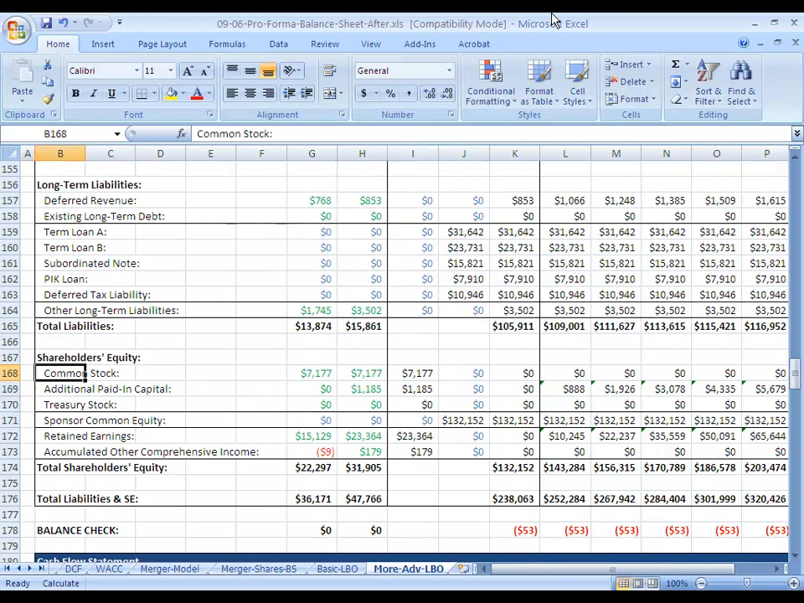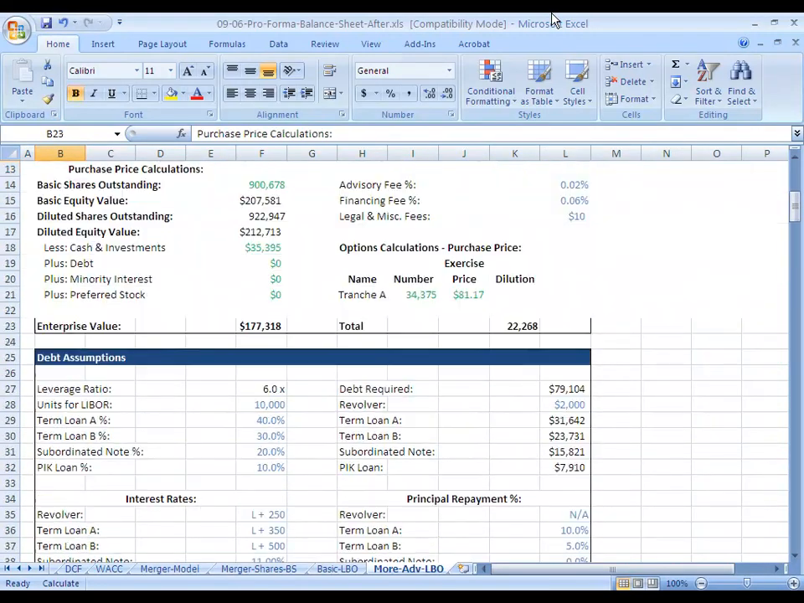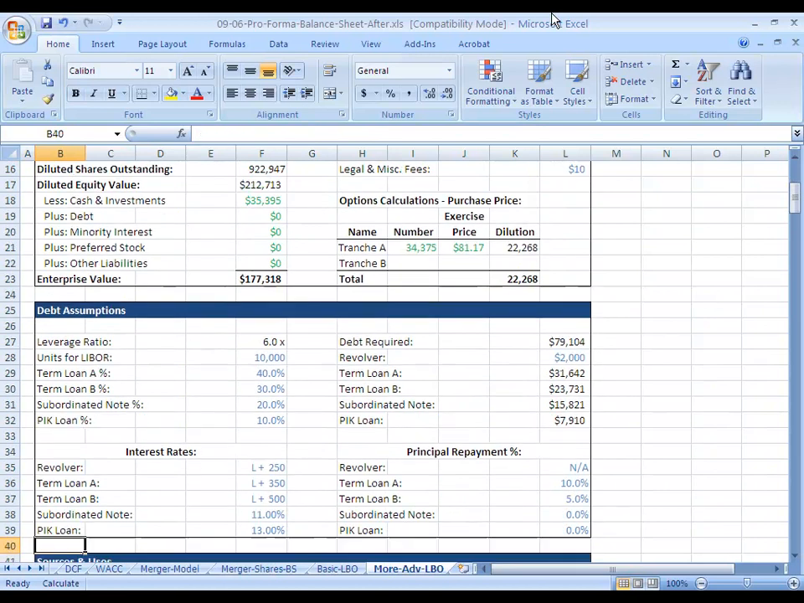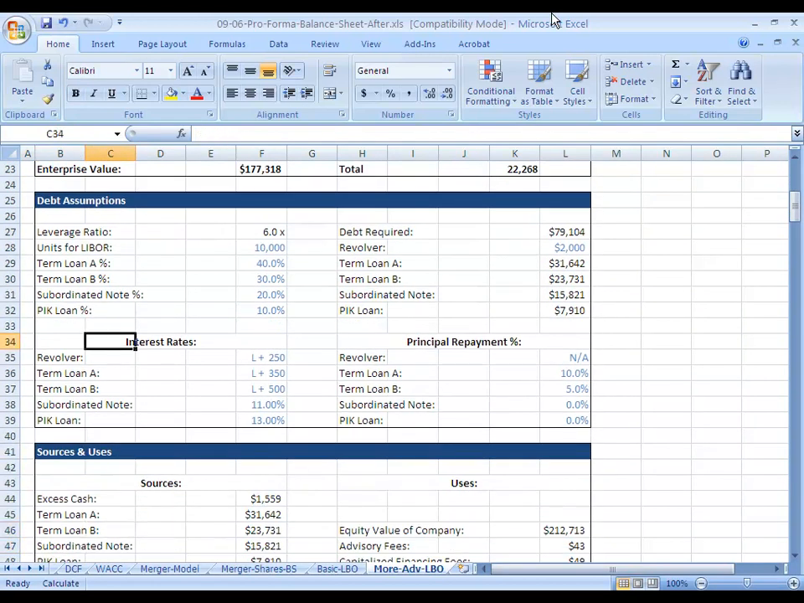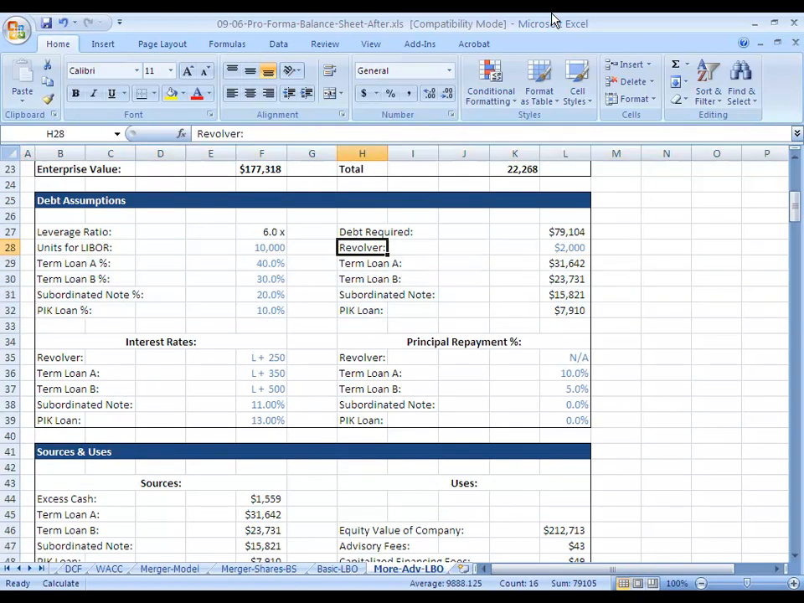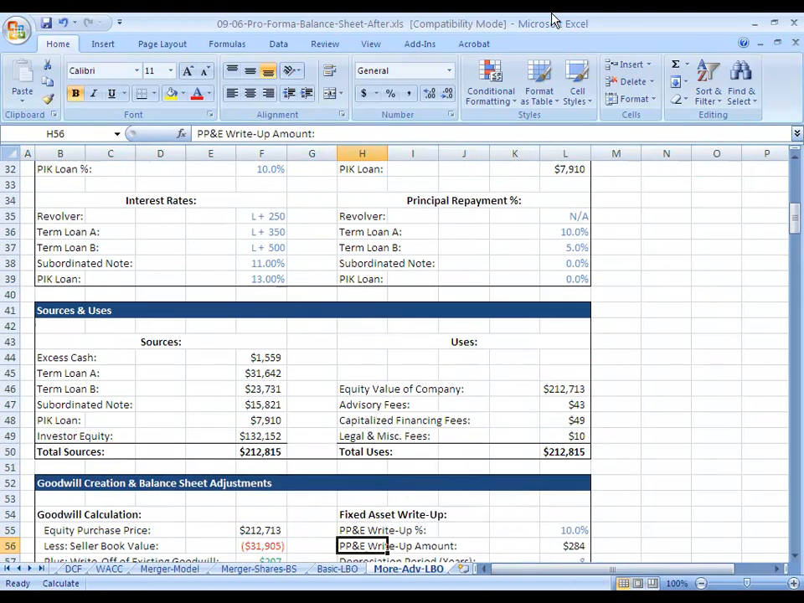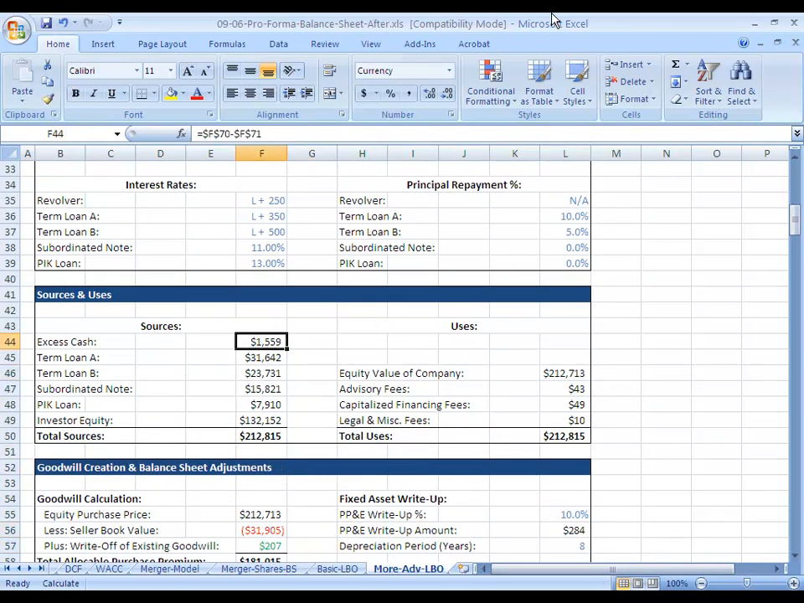The first thing I like to do here is to go back up to our assumptions and see if anything jumps out at us. Under the debt assumptions, we know we have all these tranches of debt taken into account, and these are huge anyway, so it wouldn't be one of these. The revolver we don't have because we're not drawing on it. Moving down to sources and uses, we know we have excess cash taken into account on the balance sheet, we have all the debt, and then we have investor equity being taken into account.